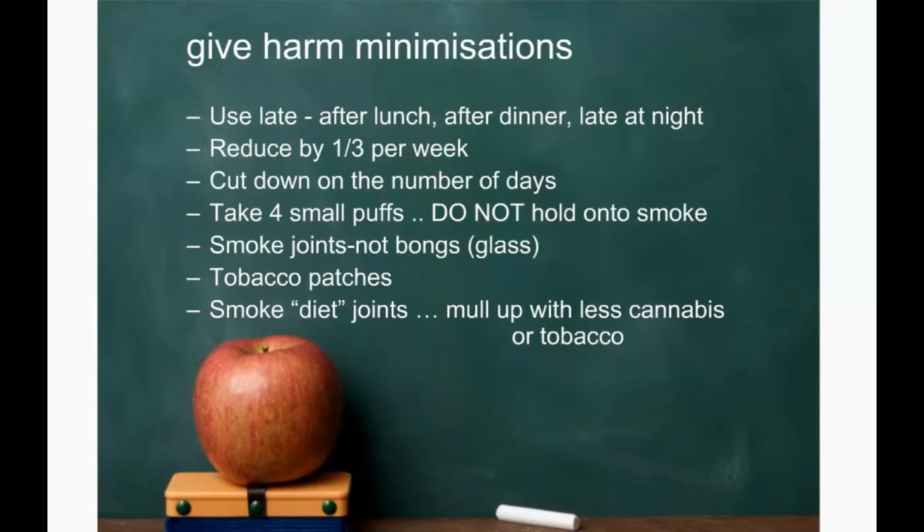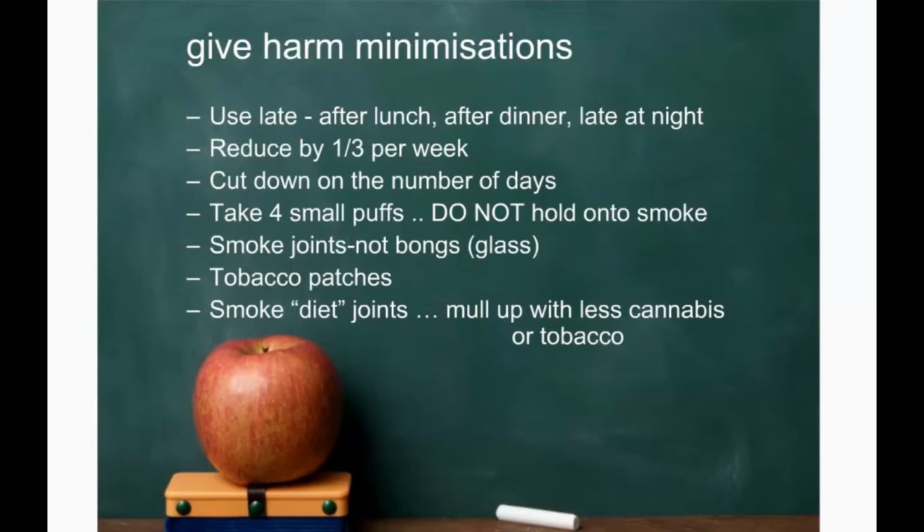Now, there's another way, which is to cut down the number of days, but what is really important is to educate that person that they should not inhale deeply and hold on to that smoke. They're not going to get a higher high. So what they should do is smoke it like a cigarette and take 4 small puffs, because the damage is worsened by the deep inhalation and the holding on to the smoke in your lungs. So again, that's another suggestion to minimize the harms. Smoke joints, not bongs. If you can, maybe use glass that's totally clean.